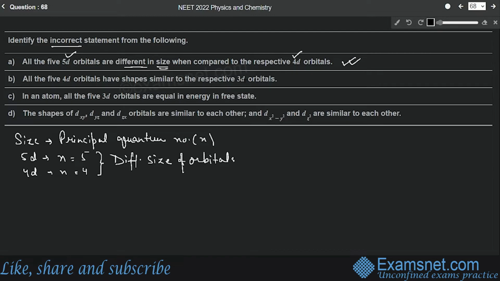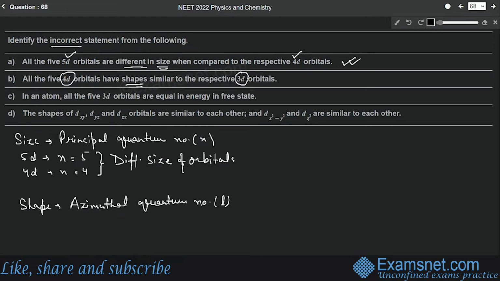Now the next statement is all the five 4d orbitals have shapes similar to the respective 3d orbitals. So here we have to compare the shapes of 4d and 3d orbitals. What does shape of the orbital depend on? It depends on the azimuthal quantum number. Azimuthal quantum number is denoted by letter L.